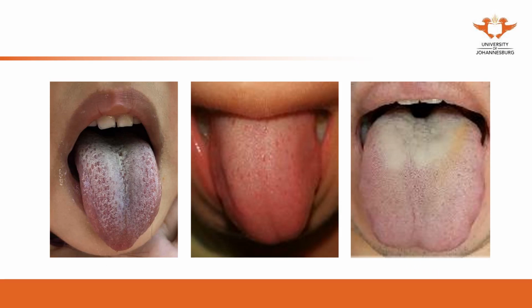Here are some other example images of tongues. The first one is a girl with food stagnation. So you can see the thick white coating. This one also has a thick coating at the tongue root, from the middle to the root.